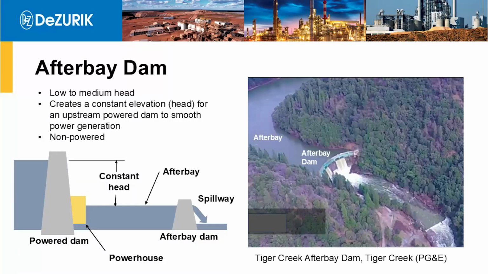Finally, afterbay dams. Since it's a power dam, designers of turbines like to have the turbine see a constant head. It's common for them to install an afterbay dam downstream of the power dam, and that creates a constant head that the turbine can then just operate at and see the same head and not have to worry about adjusting the flow through the turbine. This is the Tiger Creek afterbay dam in California on the Columbia River.